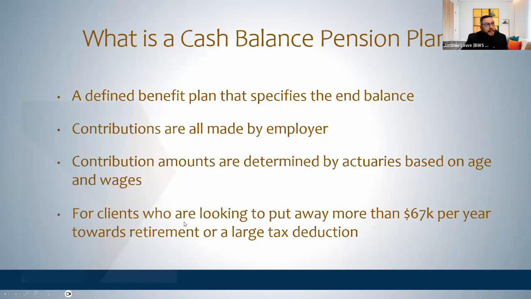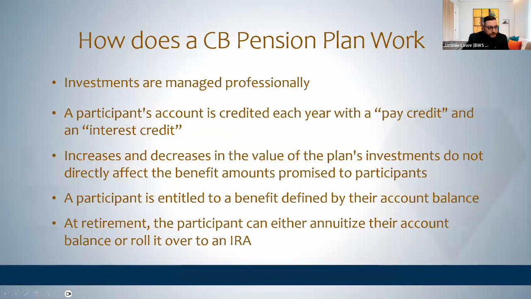Implementing the plan does come with some expenses and some costs. We have to pay for actuaries to run them. We have to file, we have to have a third-party administrator. So when you include the fees, we like to see that a little bit closer to the $100,000 plus. It just makes the plan make a lot more sense from a cost expense, but we can be very flexible on that. The investments are managed professionally.